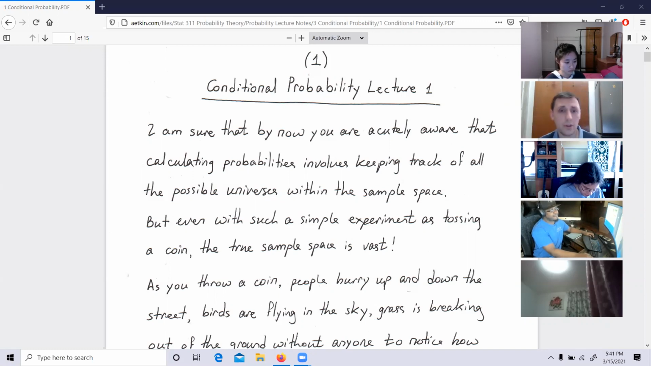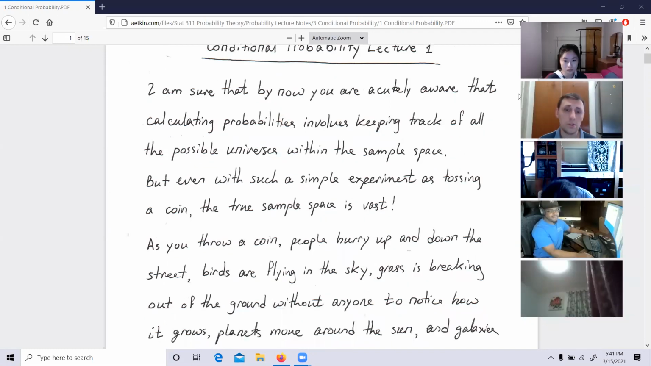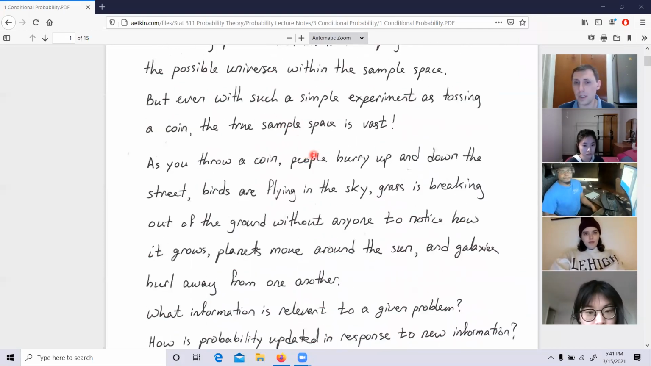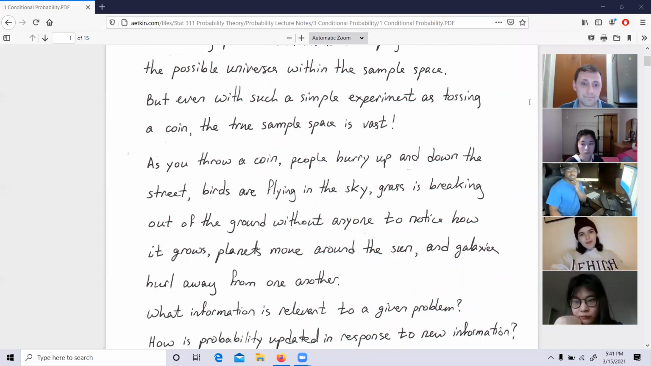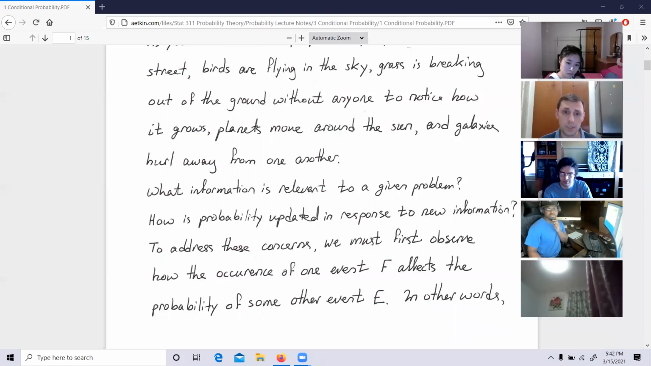And why are those our universes? Is it really correct to eliminate everything else? A coin is not tossed in a vacuum, right? The coin exists in a much vaster, bigger universe. So as you throw a coin, people hurry up and down the street, birds are flying in the sky, grass is breaking out of the ground without anyone noticing how it's growing, planets move around the sun, and galaxies are speeding away from each other. Why am I able to ignore all this information and just focus on a coin? Do I really ignore it? What information is relevant for the calculation of probability, and what information can be discarded?